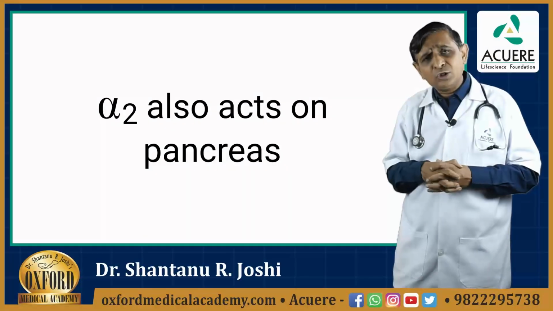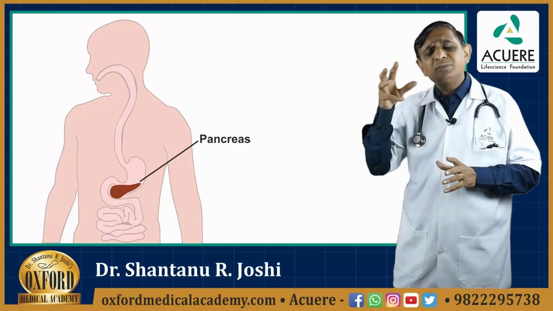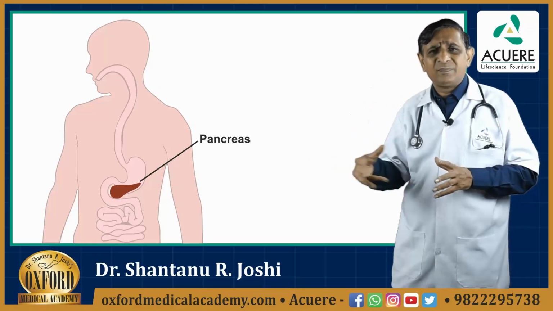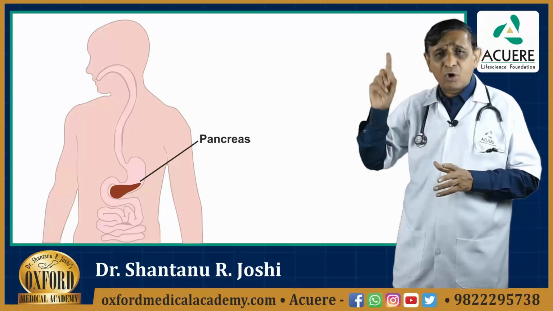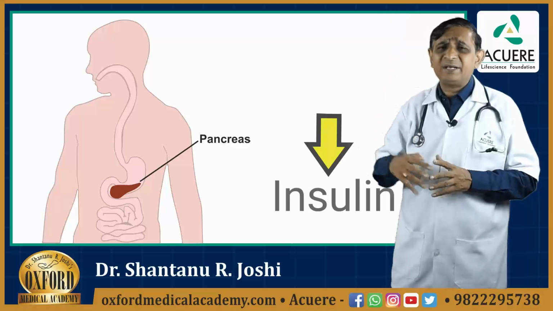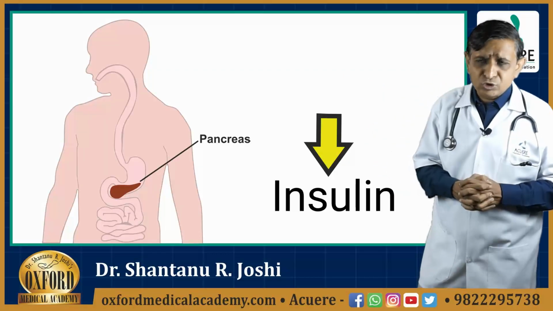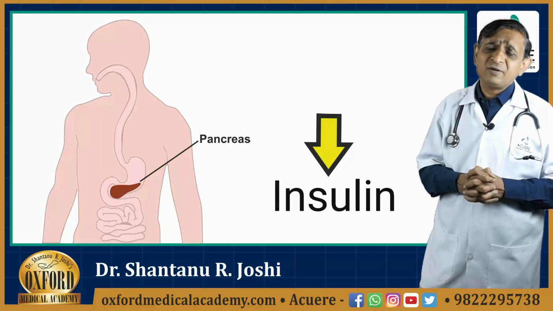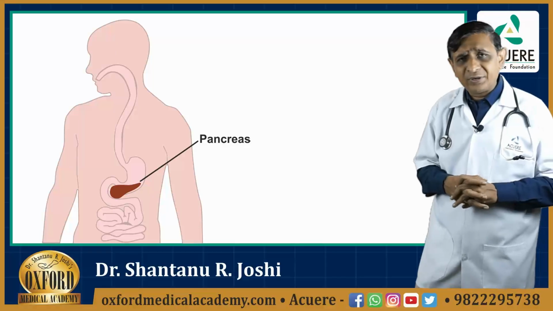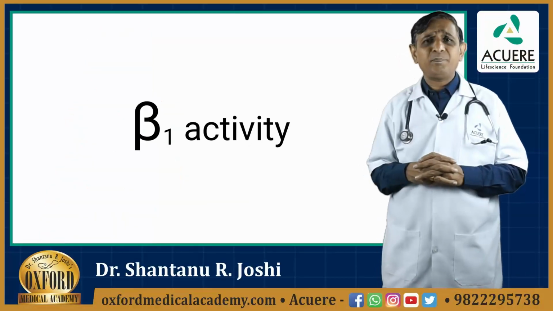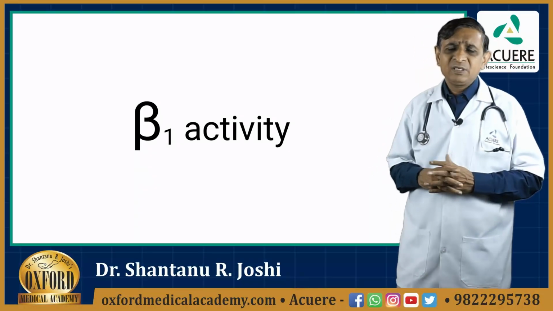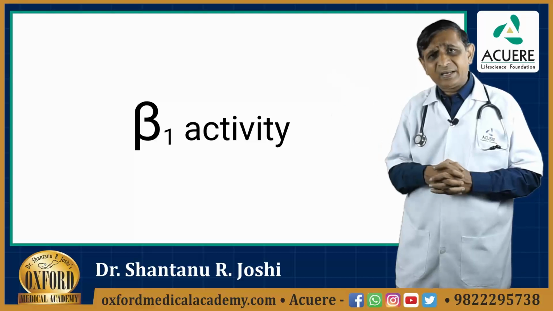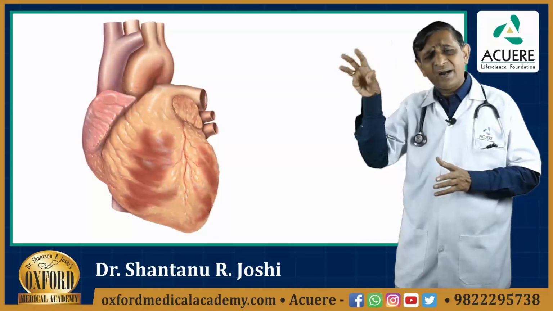Alpha 2 also acts on the pancreas. They are present on the pancreas. Stimulation of alpha 2 on the pancreas inhibits the release of insulin. This is all about alpha 2 activity. Now, dear students, we will talk about beta 1 activity. Beta 1 activity is more concerned with heart rate.